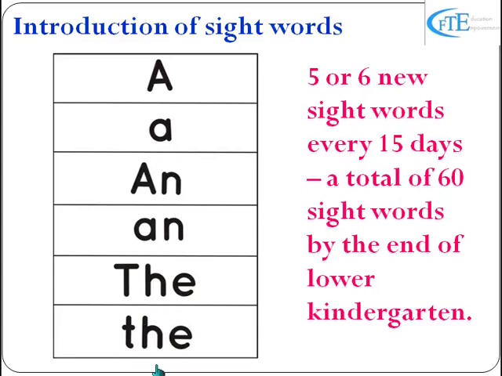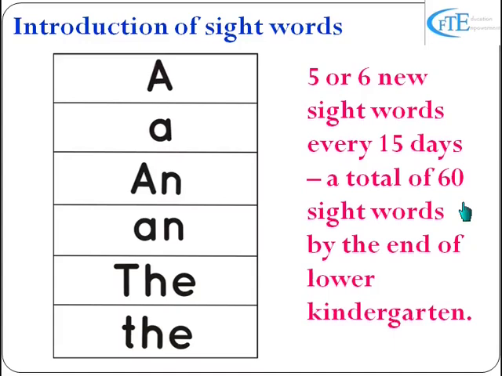So select 5 or 6 sight words and keep repeating it for 15 or 20 days. After that, you could introduce another 5 or 6 sight words. At the end of 10 or 12 months, the LKG child should be aware of about 60 sight words. Notice the word I used. I said aware. I did not say learn.